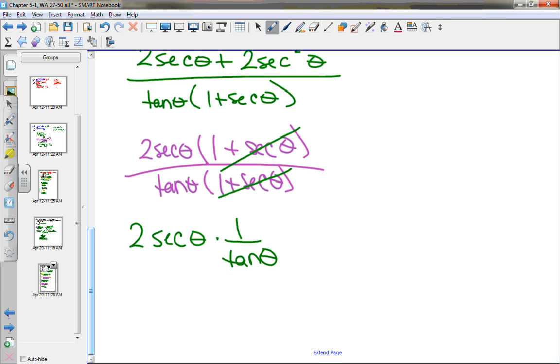Why did I put it like that? Because I'm trying to separate all of my trig functions. Why? Because you're just making them into more trig functions. Yes, but generally speaking, we prefer not to have a fractional expression unless we absolutely have to. So what is 1 over tangent of theta? It is cotangent.